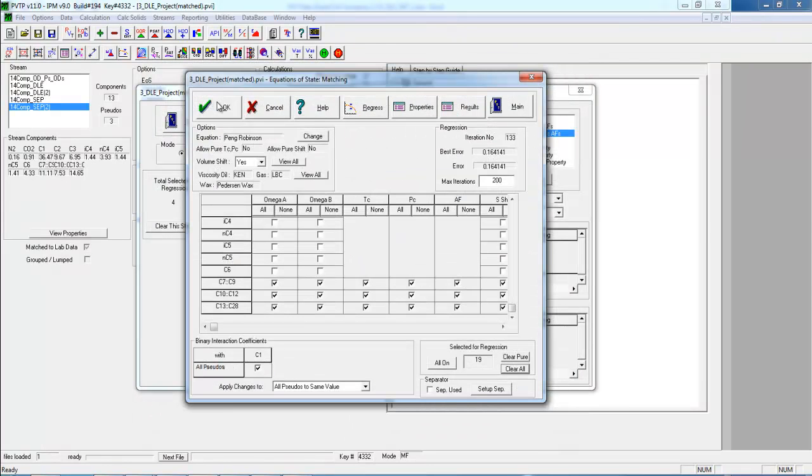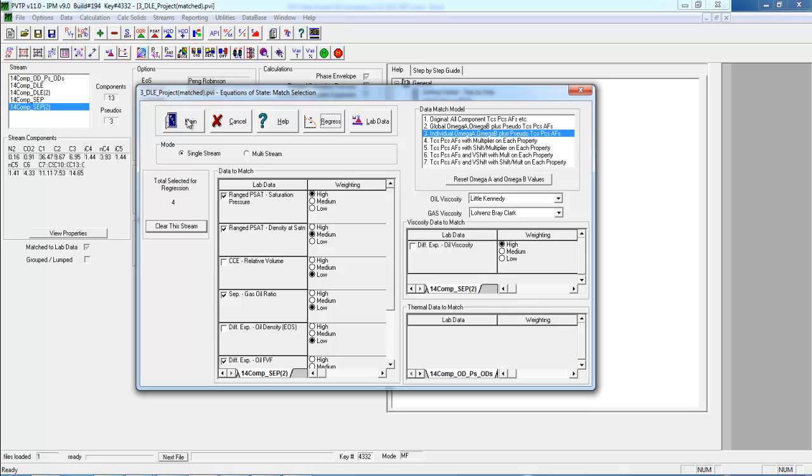And you will repeat this. At the last step, when you achieve the match with all of them, you still have the DLE viscosity. You remember that we said this is matched separately. So after matching all of this, you will go back to this viscosity and match it again, and then calculate the average absolute error for all of them.